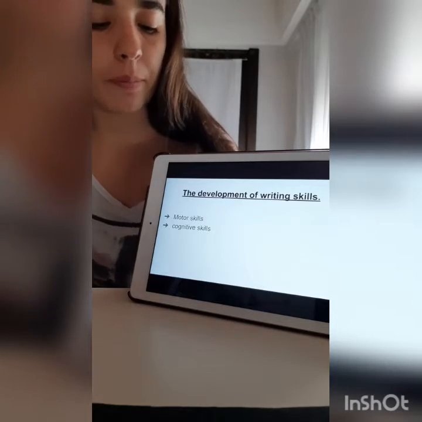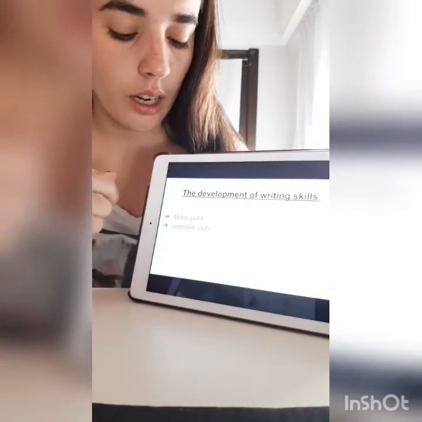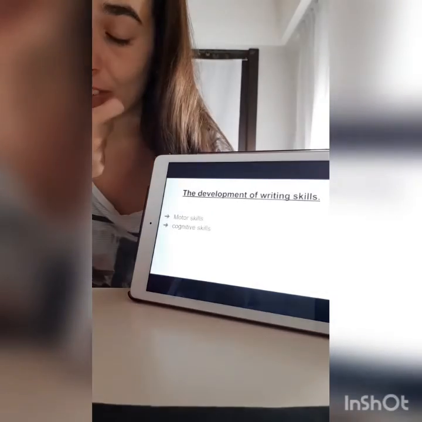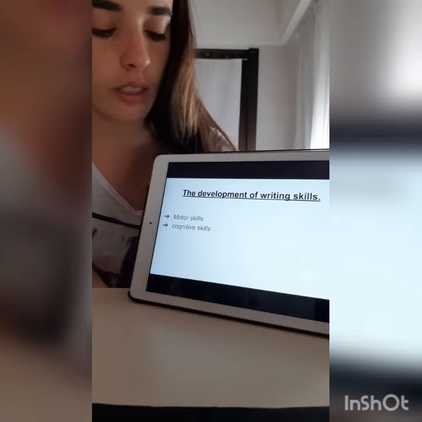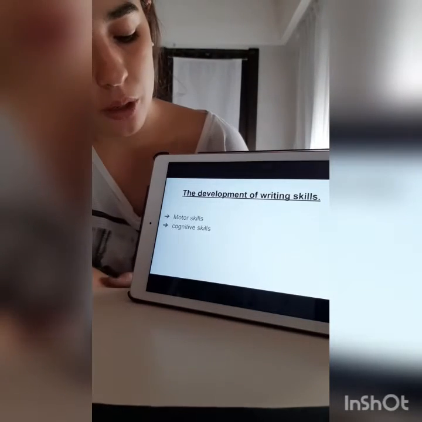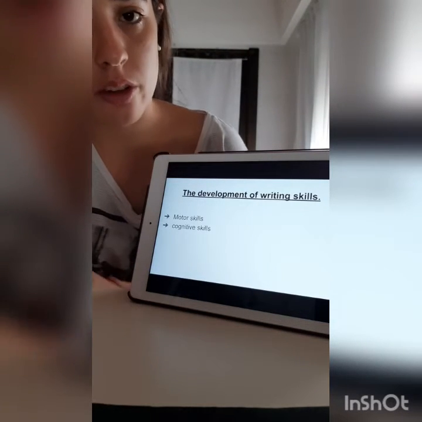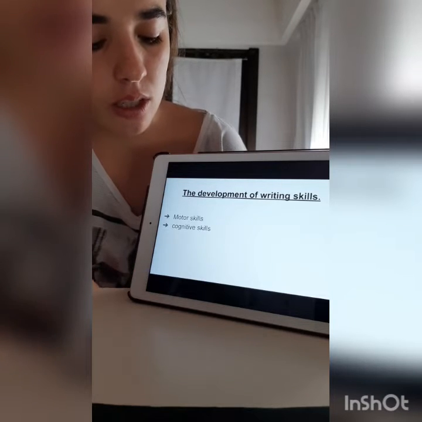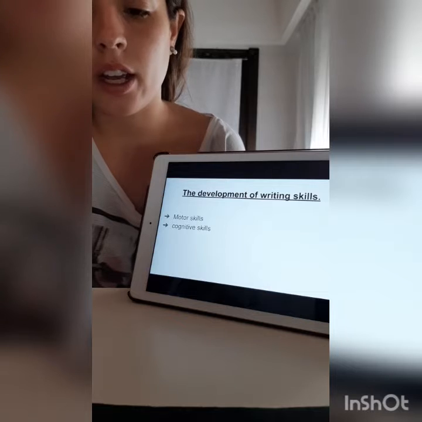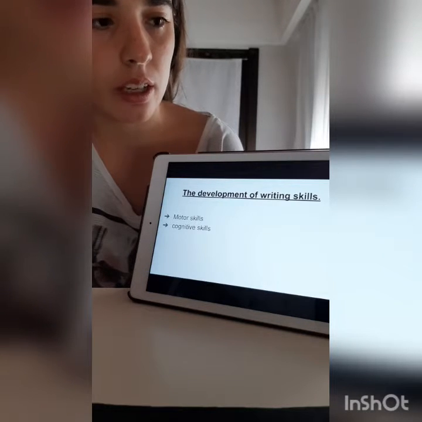These are two steps for writing. First of all, motor skills. We all know that it is necessary to hold a pencil to write. And then cognitive skills, like brainstorming of ideas and organizing ideas.